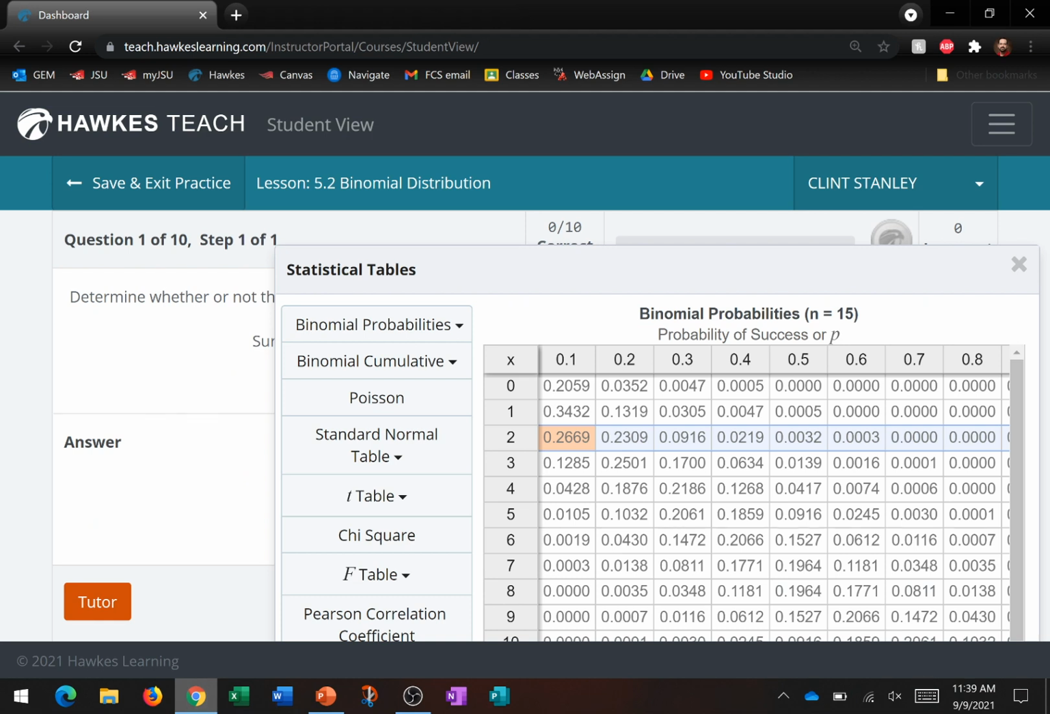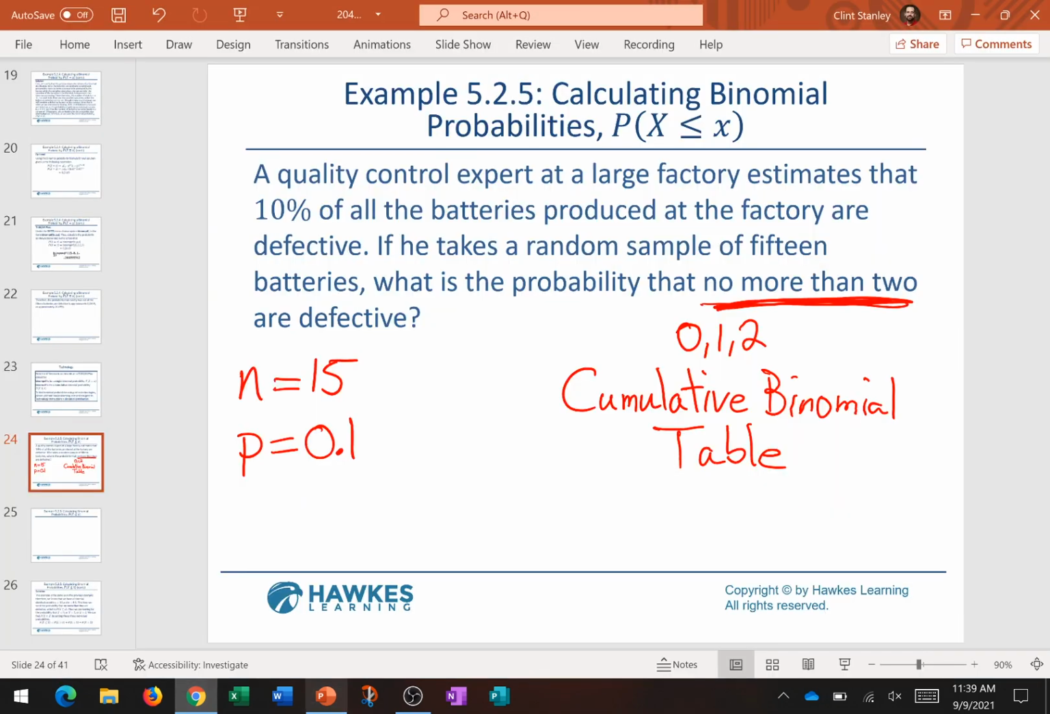But we'll go and look at the other table here. First choice is just the standard binomial table. Second choice is the cumulative binomial. So since we're looking for a range of values, we're going to use the cumulative table this time. And the cumulative table, I should note this down, gives us the probability that x is less than or equal to some number. That's what we want on this one. We want our x to be less than or equal to 2, right? 2, 1, or 0.